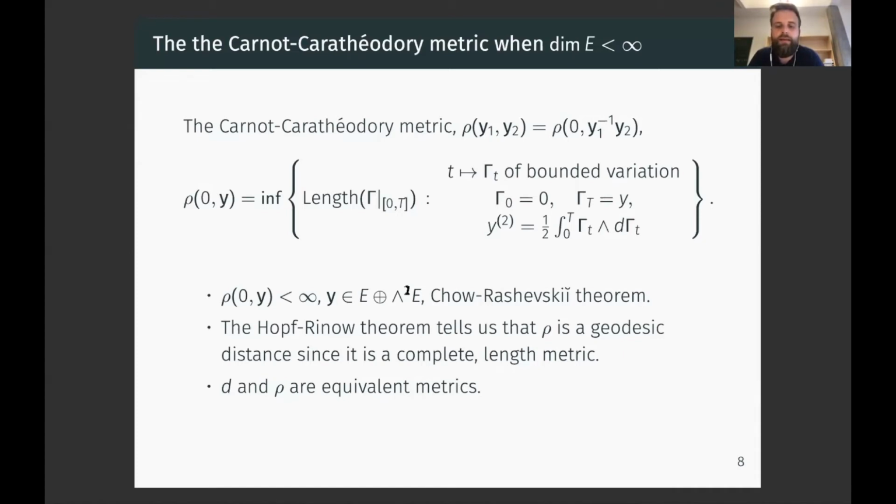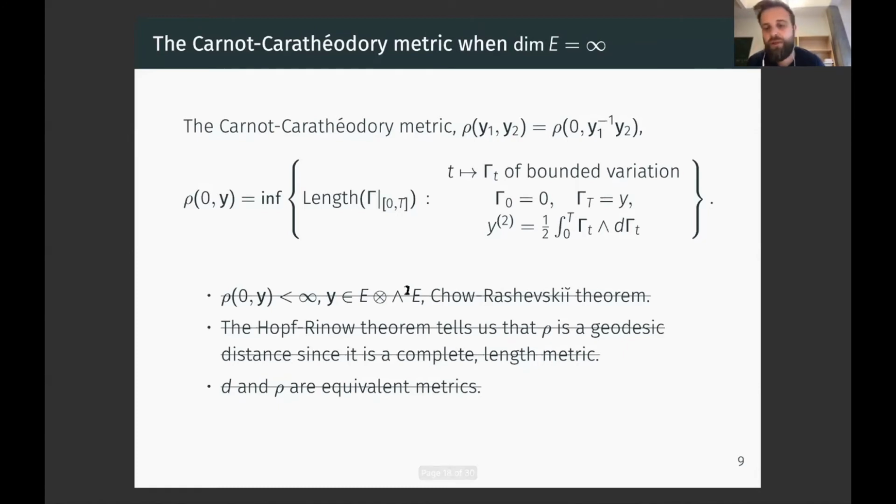So the Hopf-Rinow theorem then tells us that it's geodesic. Well, you need to show that it's complete, but this works out in this case. And the d metric and the rho metric will then be equivalent in this case, so you can replace them, the Hölder maps are still the same.